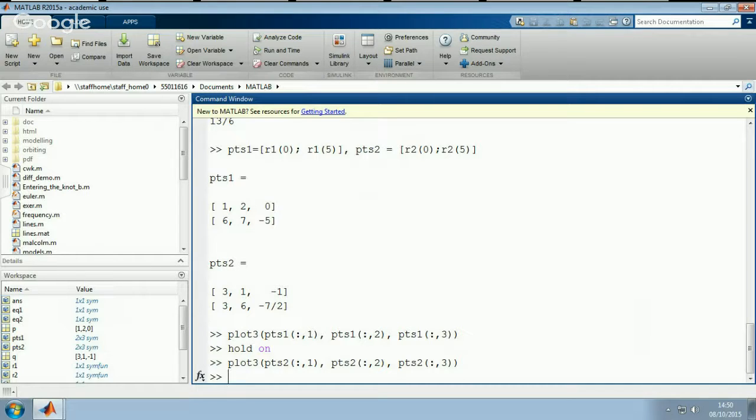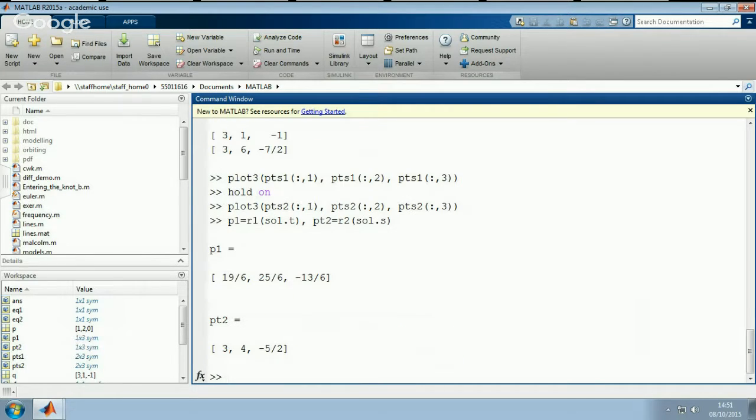Then I also want to get the 2 points which are closest to each other. So point 1, what's point 1? Point 1 is simply R1 of the value of t from the solution. Okay, because R1 of t gives you points in L1. So you can do P1 equals R1 of sol.t. And the point on R2, point on line 2, is given by R2 of sol.s. So those are the 2 points in the lines which should be the closest points to one another.